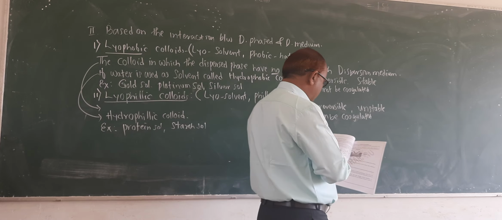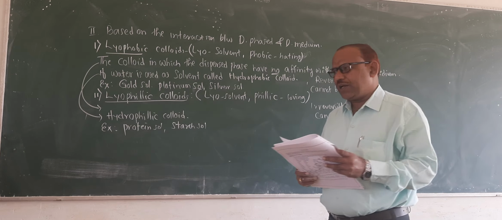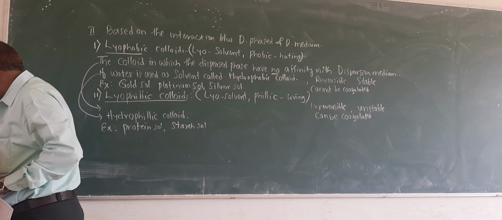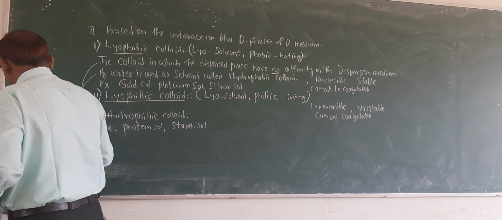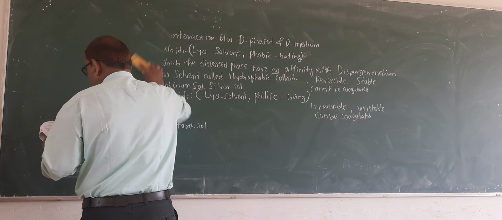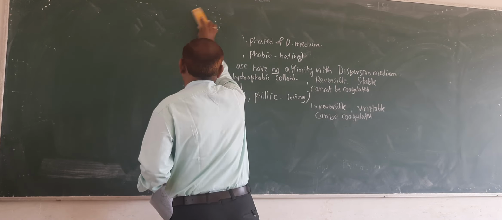That is regarding the second type of classification of colloids. The third type of classification of colloids is based on the type of dispersed phase.